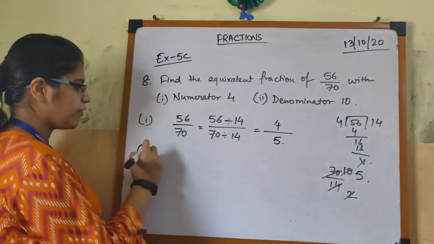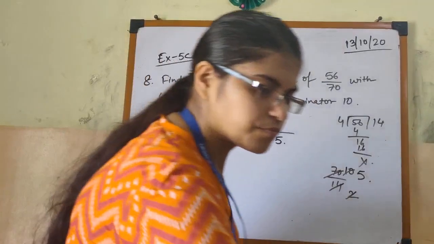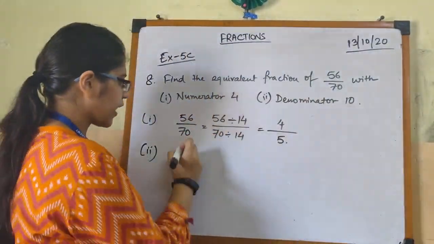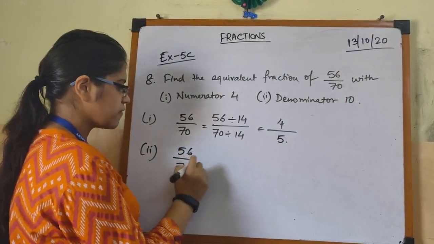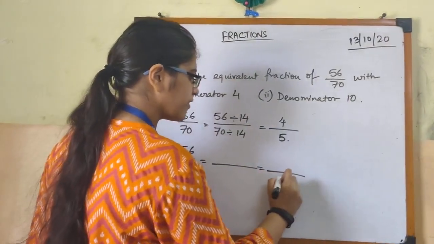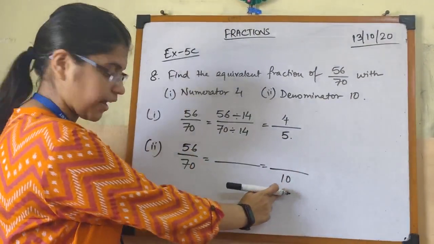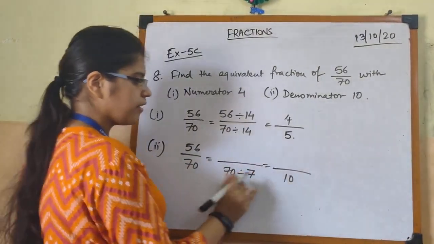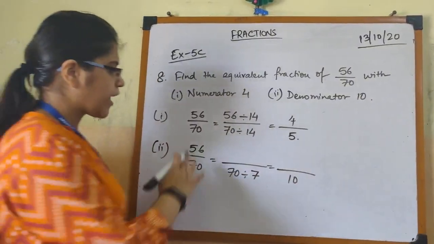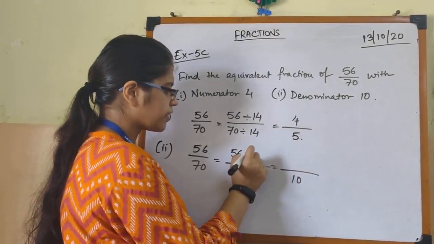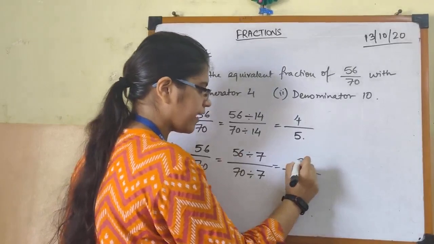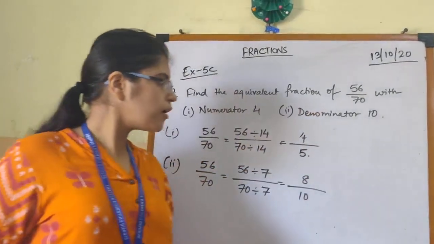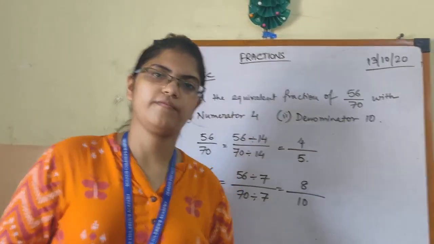Now next we have denominator 10. So for denominator 10, again we have to write down the same fraction. In this case our denominator will be 10. So that means 70 if we divide by 7, then we will get 10. So that means 56 also if we divide with 7, we will get 8. So these are the two equivalent fractions. The first one with numerator 4 and second one with numerator 8.